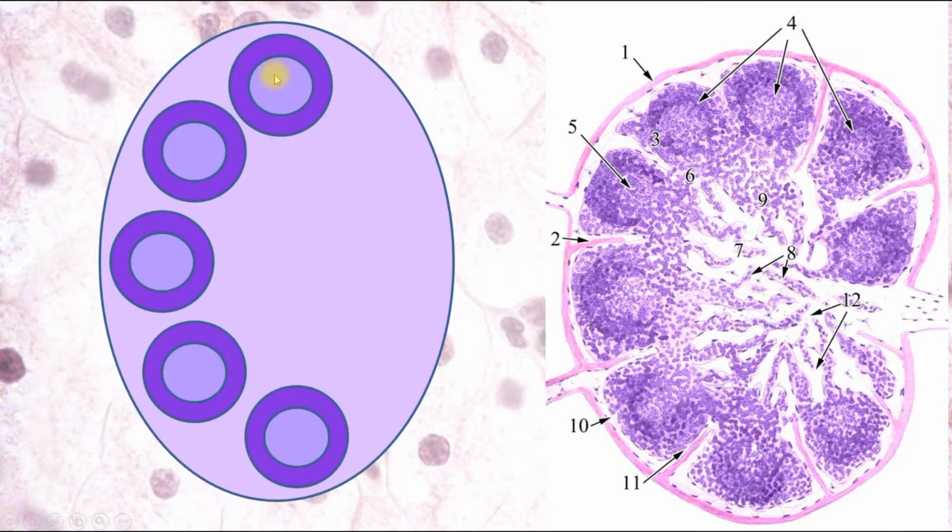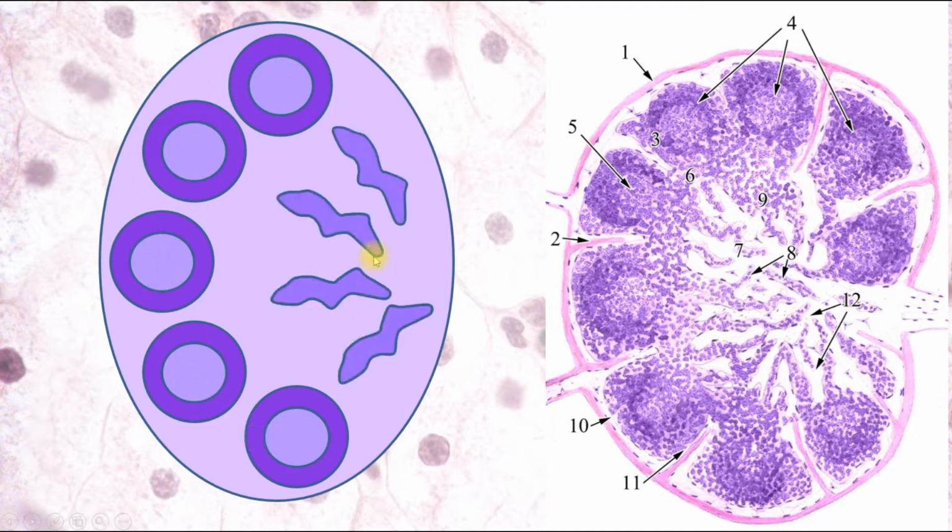So here we have cortex. It's composed of lymphatic nodules or lymph nodules, medullary cords which form medulla, and paracortical zone, diffuse lymphoid tissue without any structures like lymphatic nodules or medullary cords. It's only diffuse lymphoid tissue.